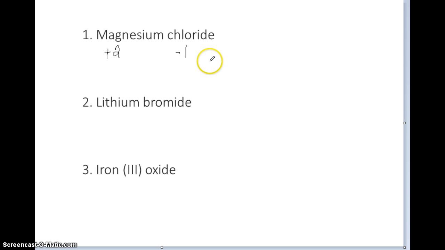The point of this is to get these to balance. +2 plus -1 does not equal 0, and I want those to equal 0. I want this to be a balanced compound. So what can I do to these in order to get them balanced? Well, I can multiply the chlorine. I can have 2 chlorines. And if I have 2 chlorines, I get an overall charge of -1 times 2, which is -2. And if I have 1 magnesium, I have a +2 charge. +2 minus 2 gives me an overall 0. And that's the point of this.